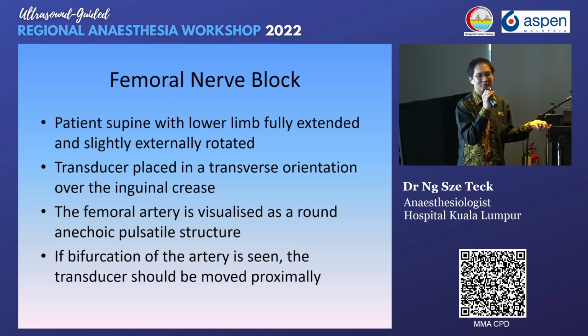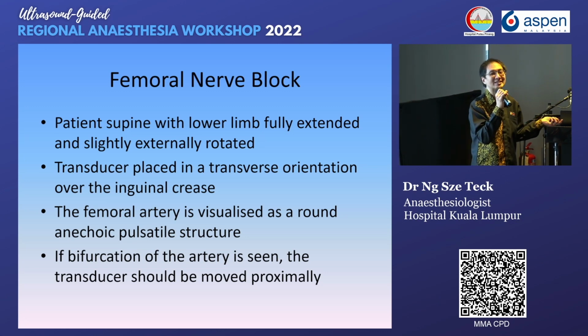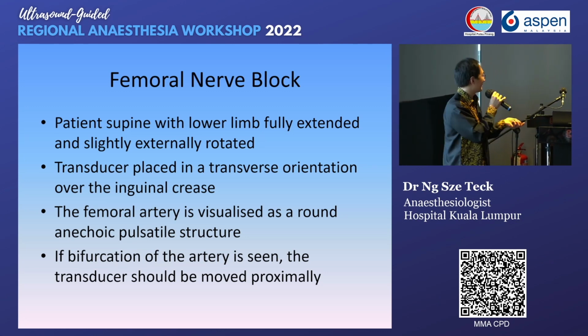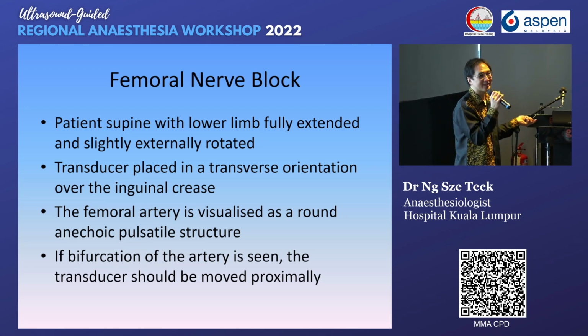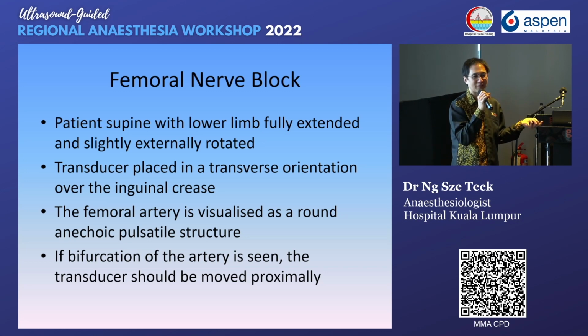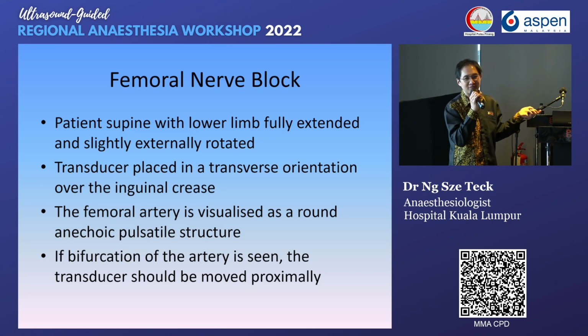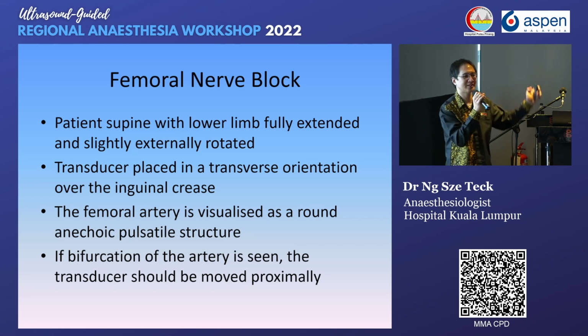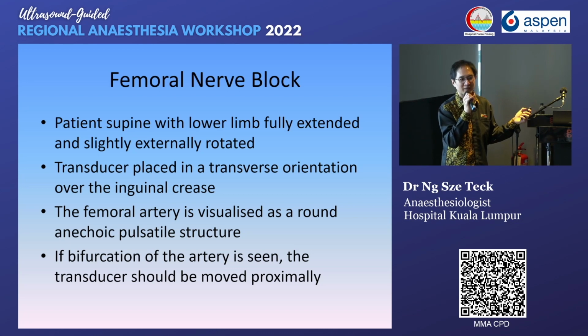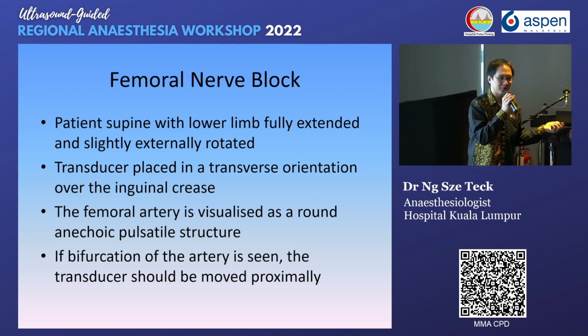Because it's pulsatile, and anechoic means it's dark, it's easy to look for. But sometimes, because the femoral artery has a course, you can see it bifurcating into the superficial and deep branches. So which level do you want to do?